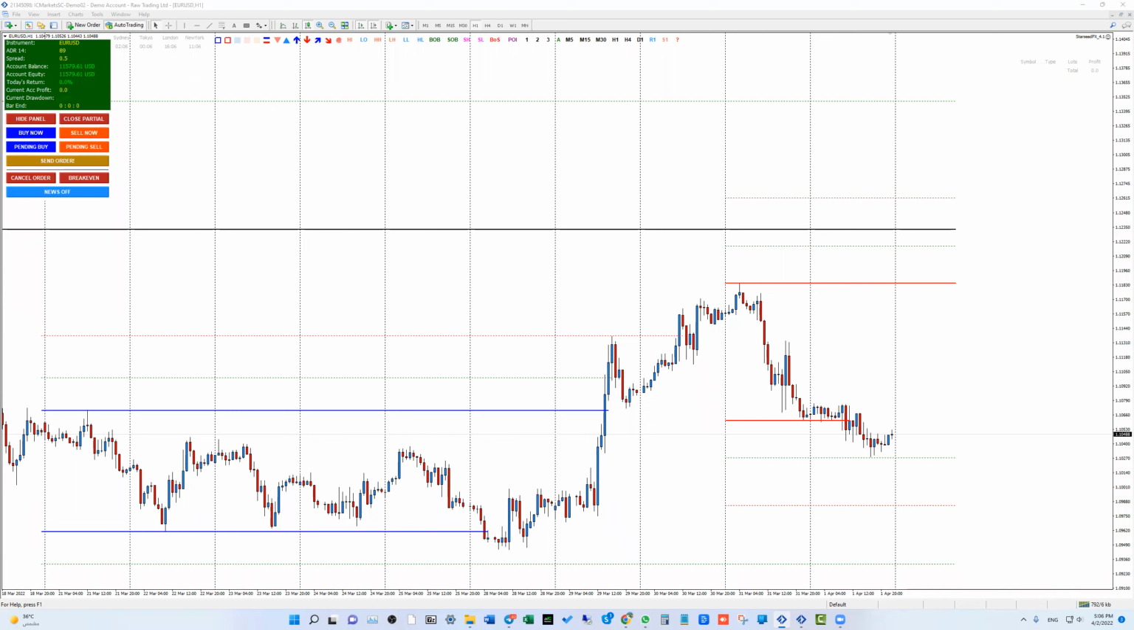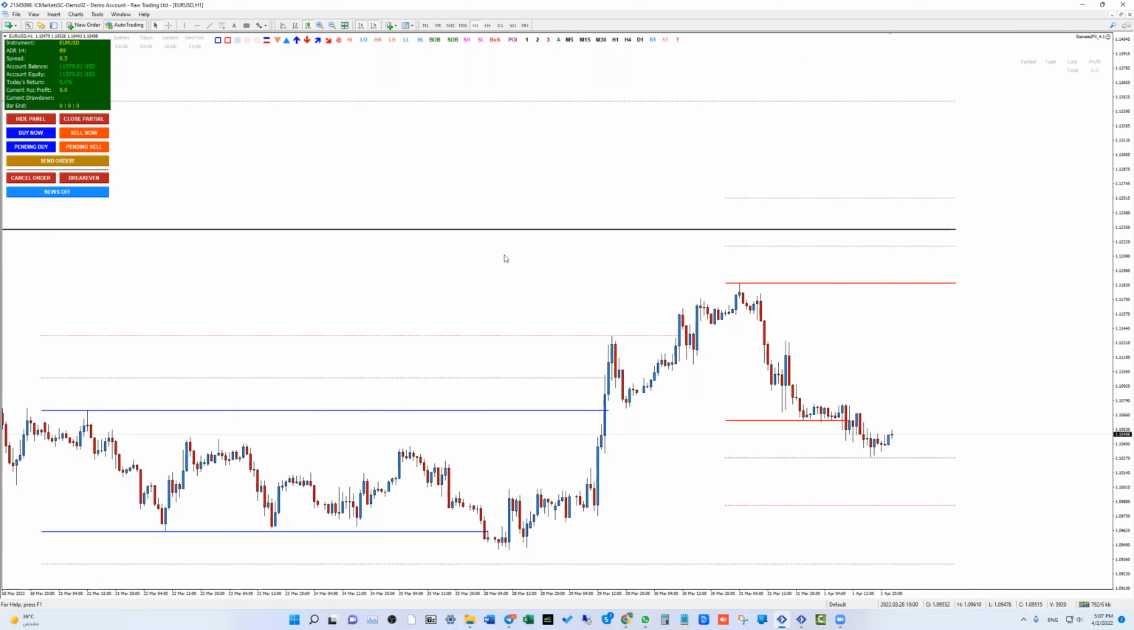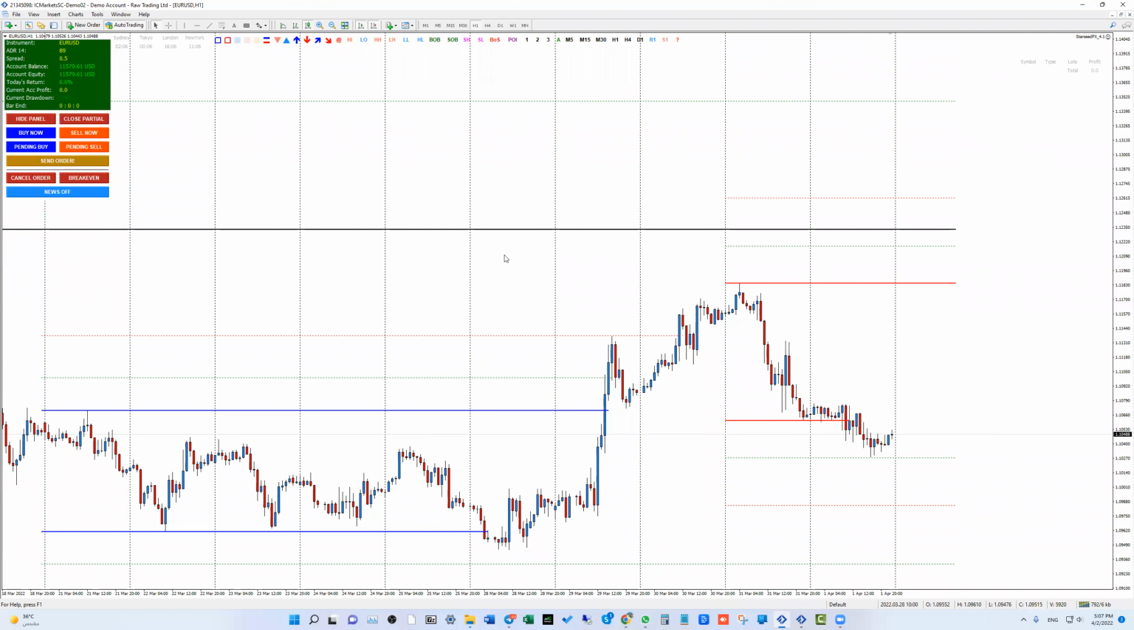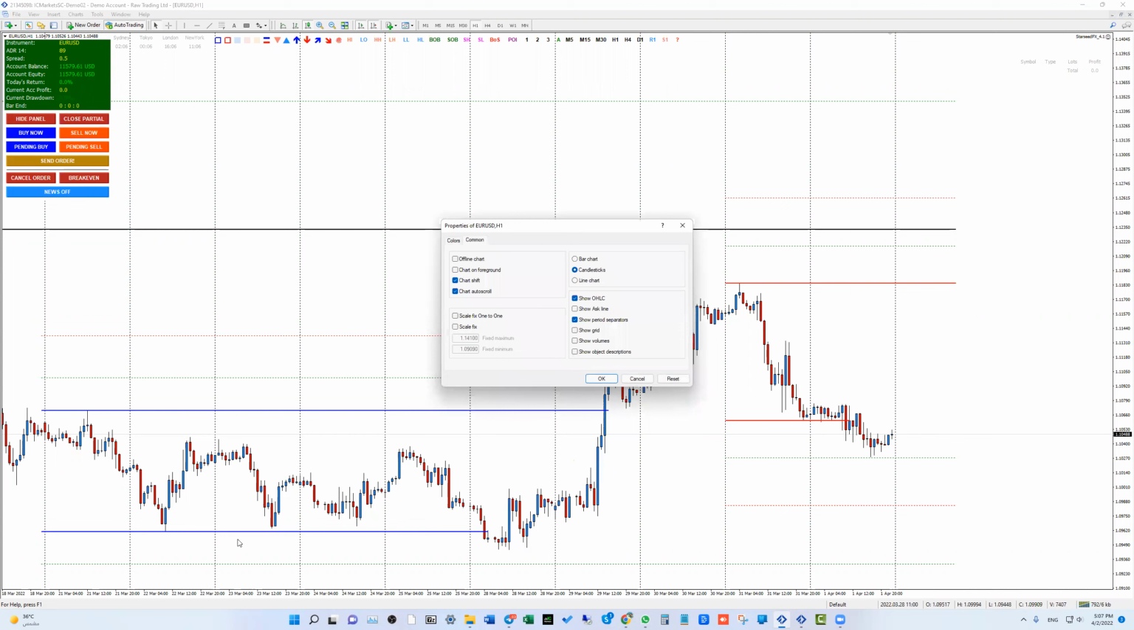What is the setting of candle break? No, there is no setting. This is just, you see, it's simple, like this. When you trade using this, I always use the separator like this. You can just press Control Y to remove it, another Control Y to make it appear. Or you right click and then go to properties, go to common, show period separators.